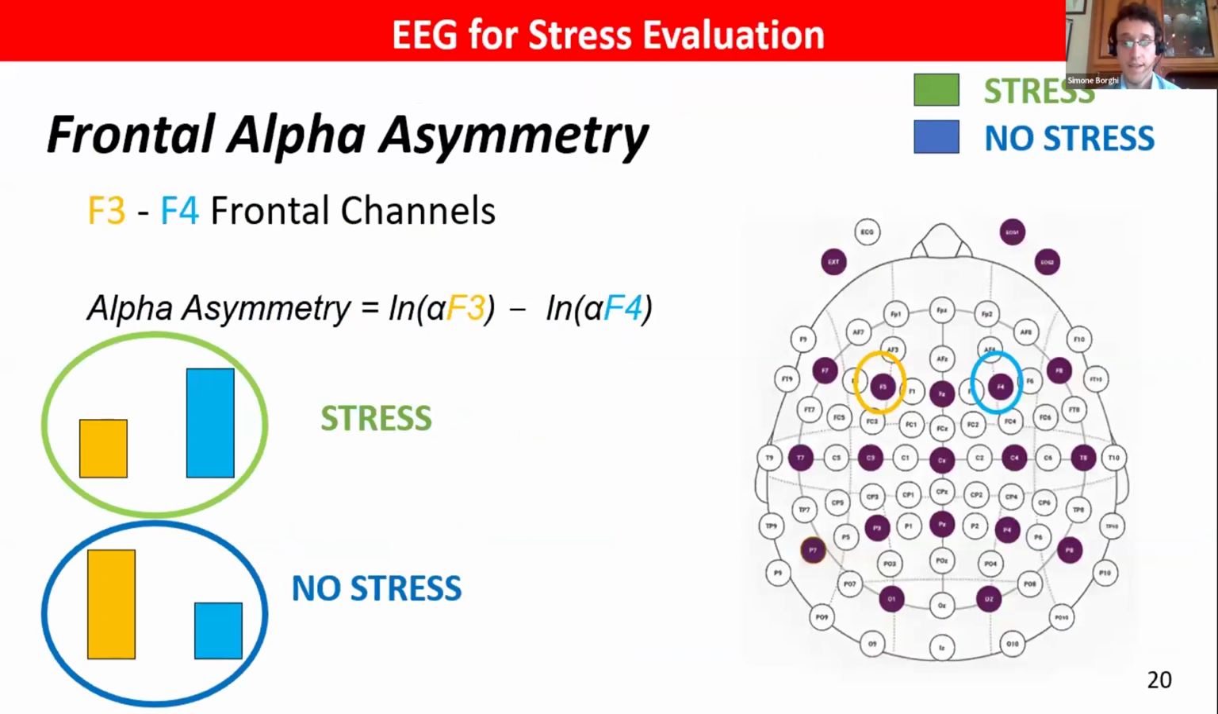intuitive metric. The typical but not the only channels used are the frontal channels F3 and F4. Alpha asymmetry is calculated as the difference of the logarithms of the alpha power of channel F3, the left channel, and F4, the right channel. Research seems to demonstrate that during a stressful situation, alpha activity increases in the right frontal lobe compared to the left, having a negative final value because of the logarithm. Vice versa in non-stress situations. These are some, but not the only, metrics used in research to evaluate stress.